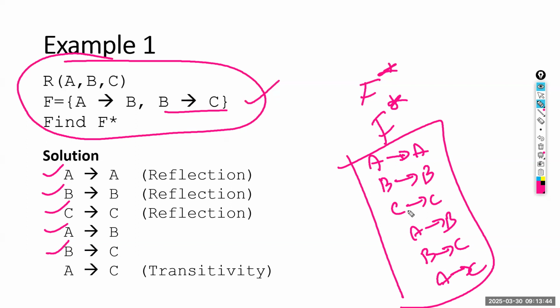Is it clear, or do you have any doubts about this? So what is F closure? Write down all the functional dependencies using the given details.